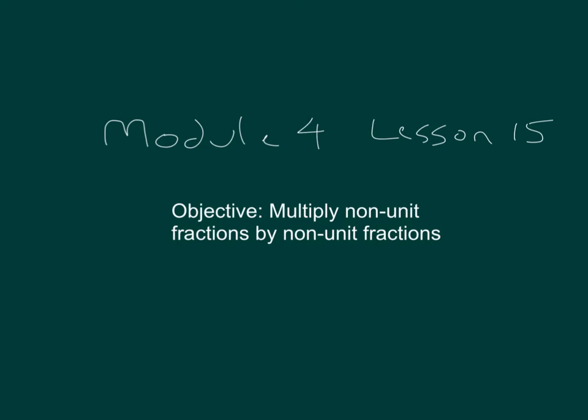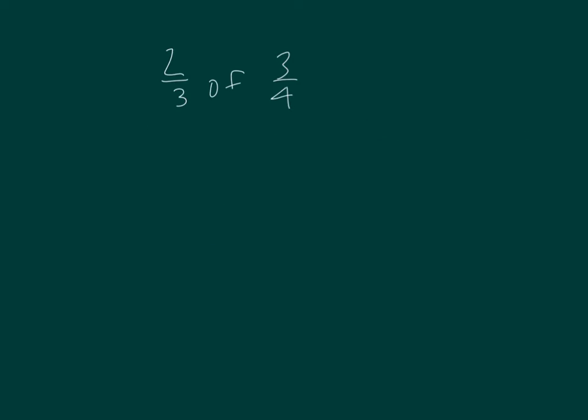The objective within this lesson is to multiply non-unit fractions by non-unit fractions. Here we have 2/3 of 3/4. This problem is different than the ones we were doing yesterday and the day before yesterday in that both of these are non-unit fractions. Yesterday we had at least one unit fraction.